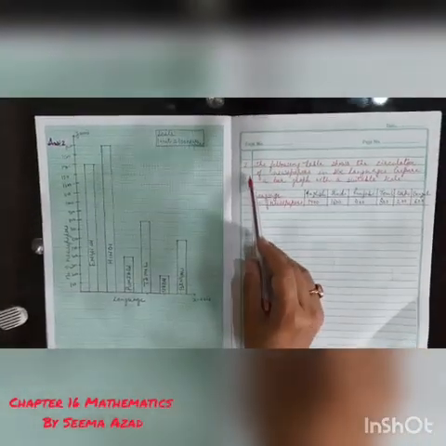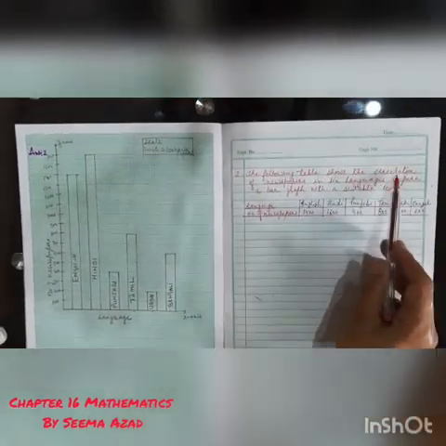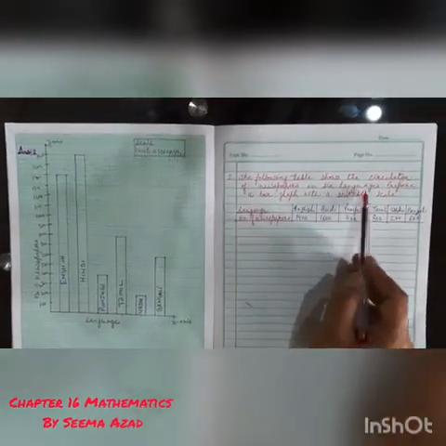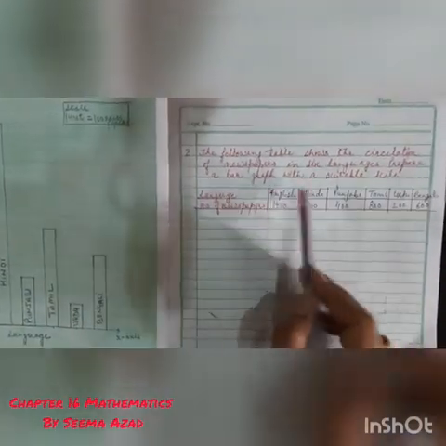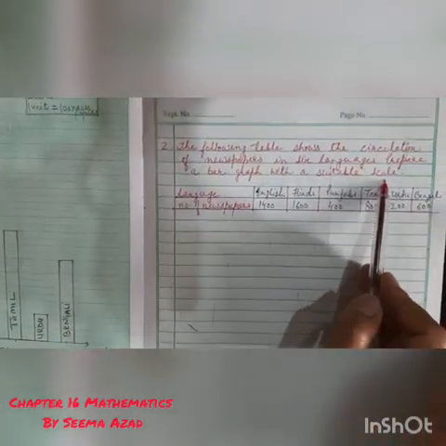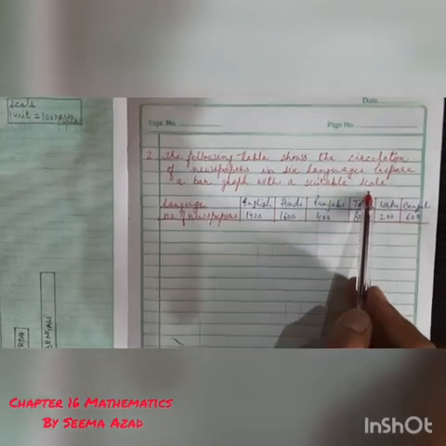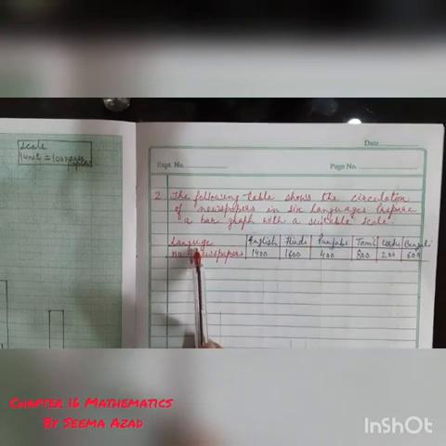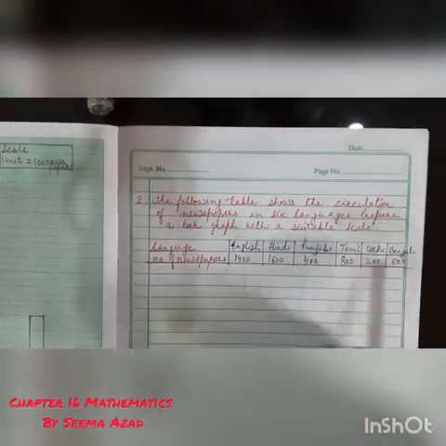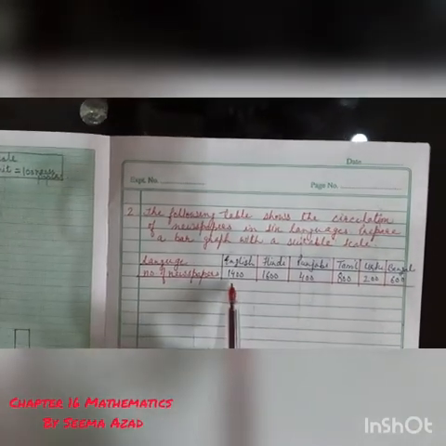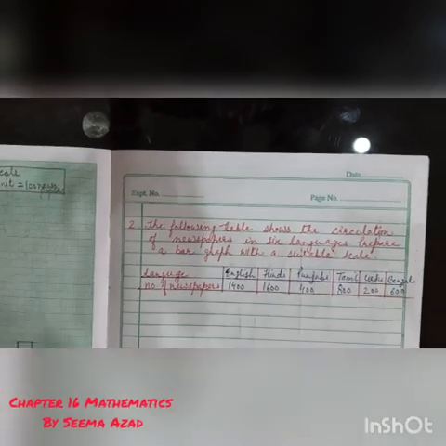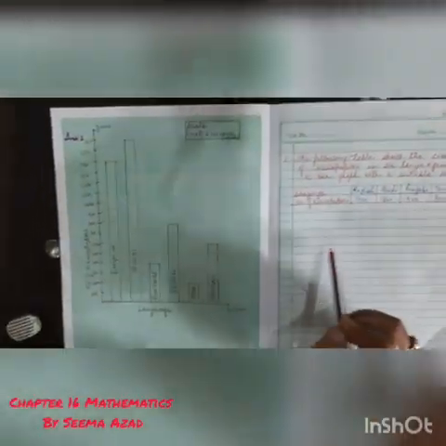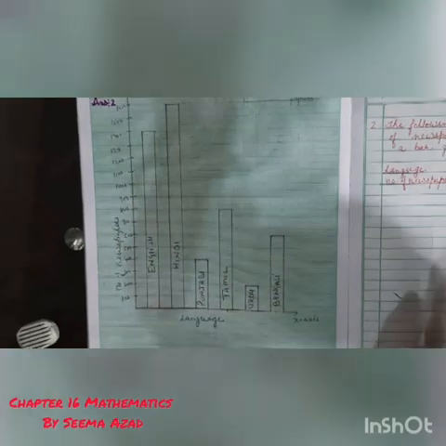Start question number 2. The following table shows the circulation of newspapers in 6 languages. We have to prepare a bar graph with a suitable scale. Here the scale is not given, which means you have to take the scale yourself. The languages are English, Hindi, Punjabi, Tamil, Urdu and Bengali, and the numbers of newspapers are 1400, 1600, 400, 800, 200 and 600. First of all take the scale. It depends on you.